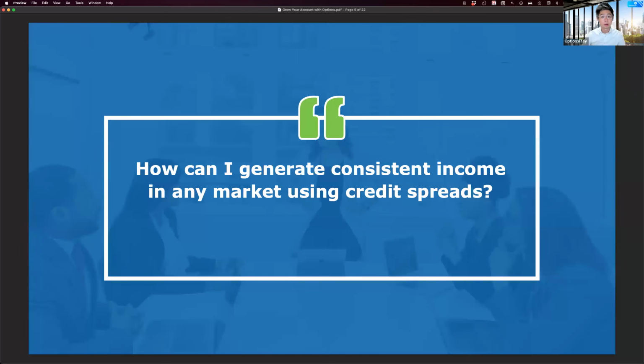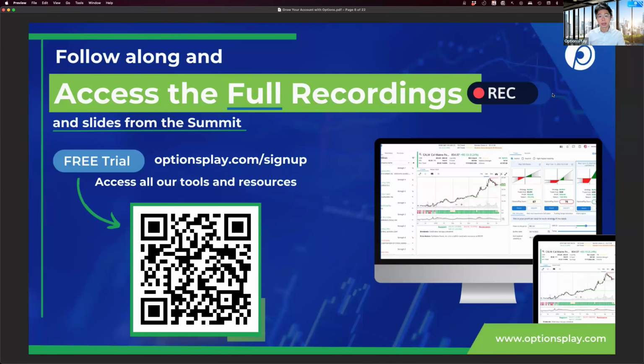But the primary thing that I want you to be able to walk away from today's session is a clear understanding as to how you can generate consistent income in the markets using credit spreads, which is a strategy that we are going to review during today's session. So let's start off by talking a little bit about what does it take to grow your trading account?